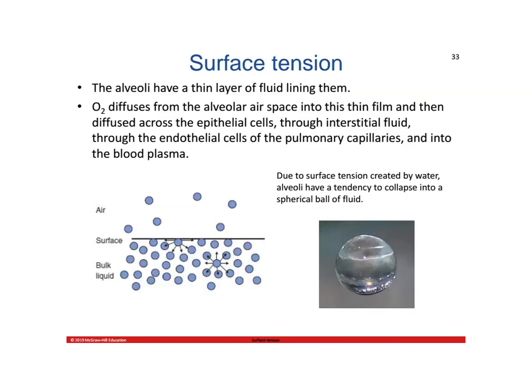Okay, another physical property we need to understand is that of surface tension. Recall that the alveoli have a thin layer of fluid lining. This fluid is extremely important because oxygen diffuses from the alveolar airspace into this thin film, and then from there it diffuses through the epithelial cells that line the alveoli, and then into the interstitial fluid, and then through the endothelial cells of the pulmonary capillaries and into the blood plasma. So we need to have this thin layer of fluid.